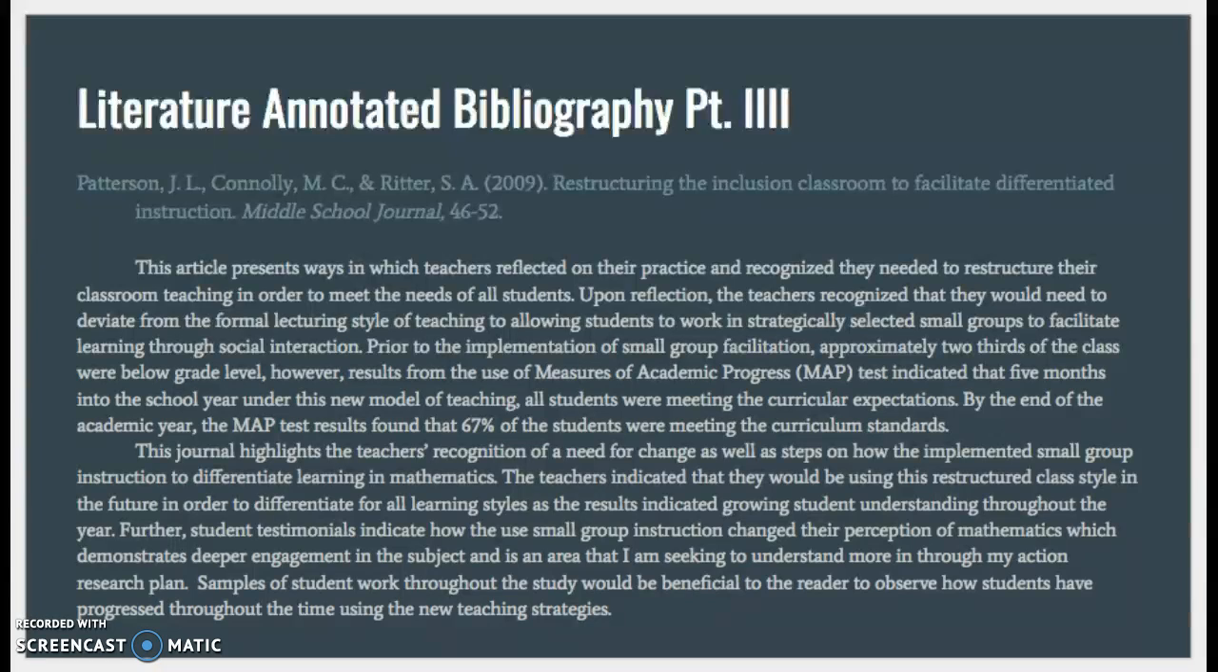So the teachers recognize that they would need to deviate from formal lecturing style of teaching students to allow them to work together to increase learning through collaboration, which is a really powerful tool. Now, this study used measures of academic progress. So students were tested at the beginning, throughout the middle, and at the end to actually see what the findings were. And in the end, the teachers did indicate that they would use the restructured class style in the future in order to differentiate learning. Student testimonials, they indicated how small group instruction changed their perceptions of math and deepened their learning overall.